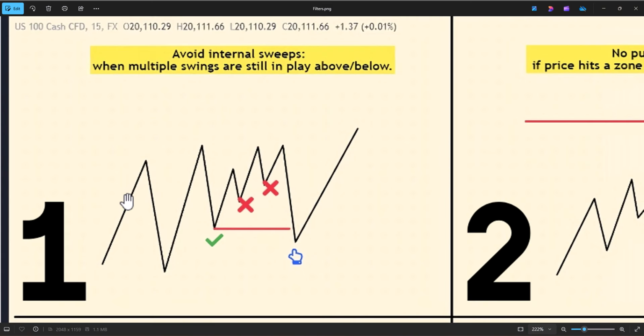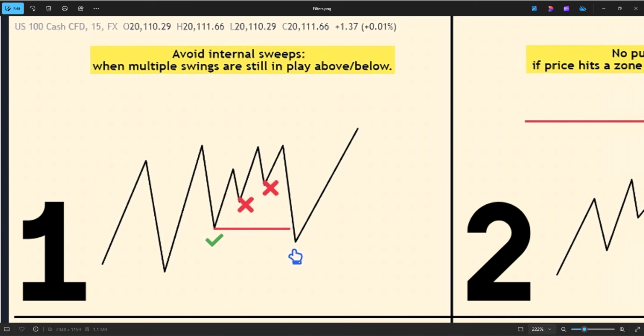So the first one, and we have 7, right? We're going to start from the first one, and I'm going to explain every single one of them to you. And I highly recommend you to go through my previous video. It's a short one, and you can do it by yourself. Whatever strategy you are using, you can come up with filters in order for you to refine it, okay? So let's talk about the first one. Avoid internal sweeps when multiple swings are still in play above or below. What do we mean by that?